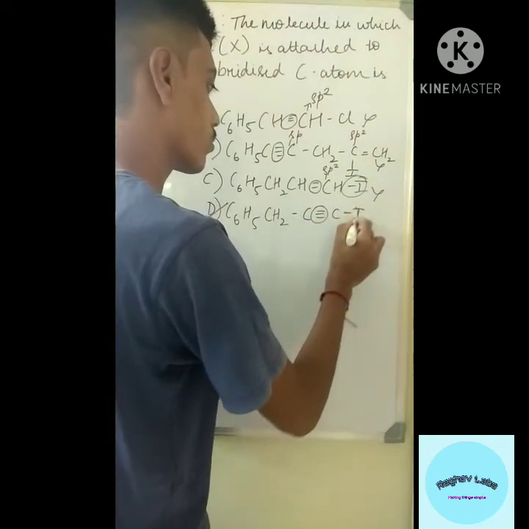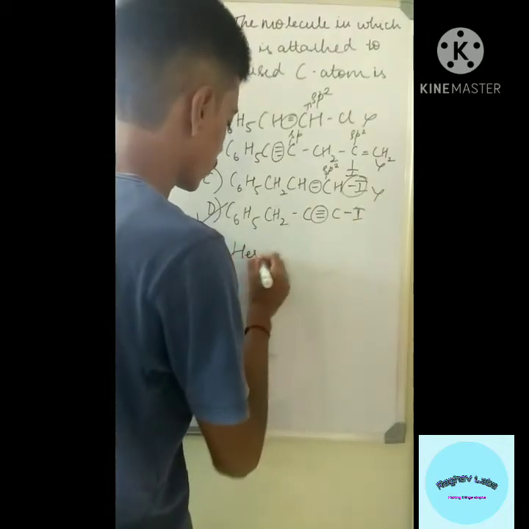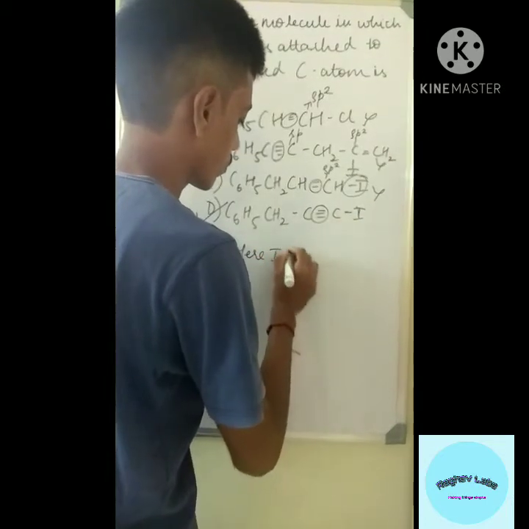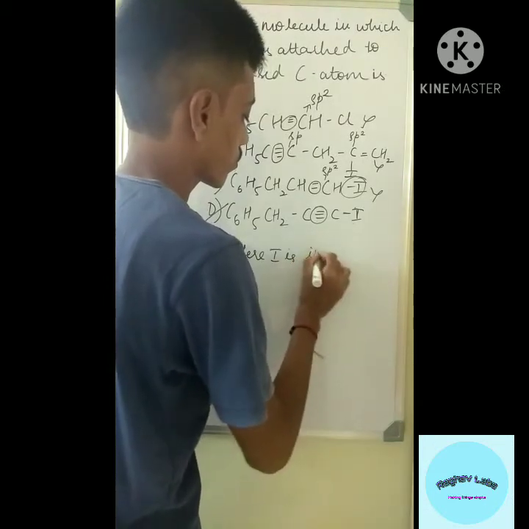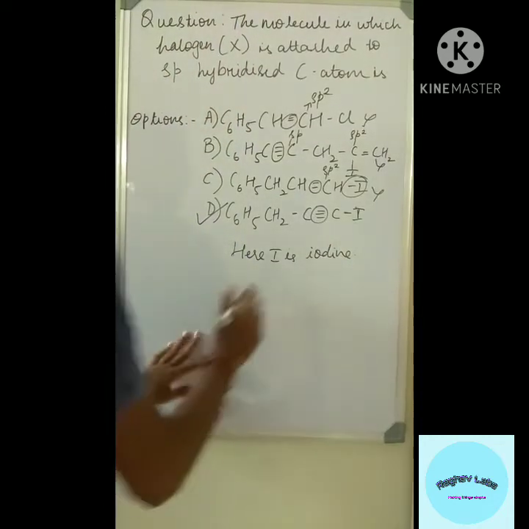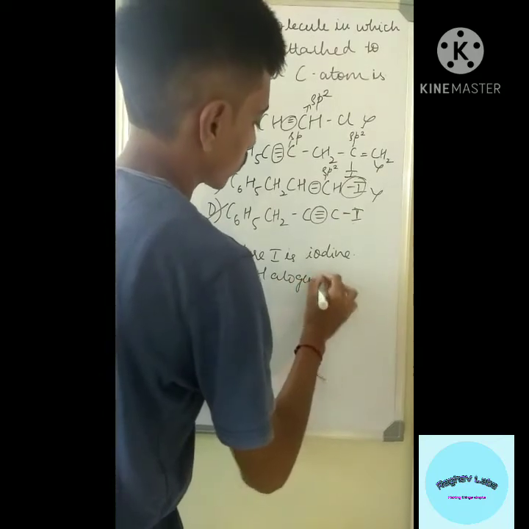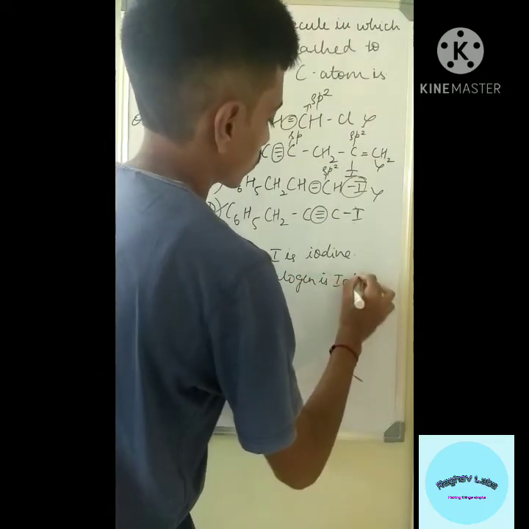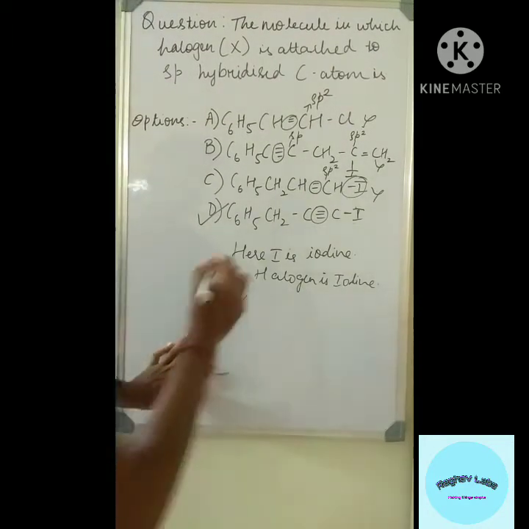Let's see option D. The carbon is bonded to other carbon by a triple bond and halogen atom is attached to that carbon. So option D is the right answer, and here I means iodine, right? Iodine, which is a halogen. So option D.